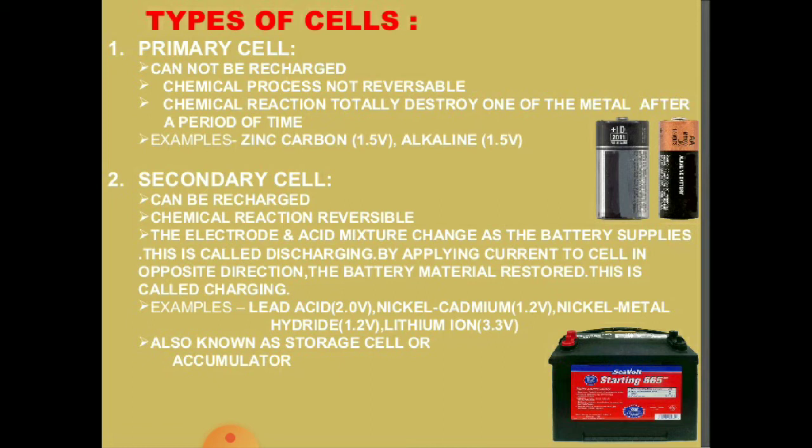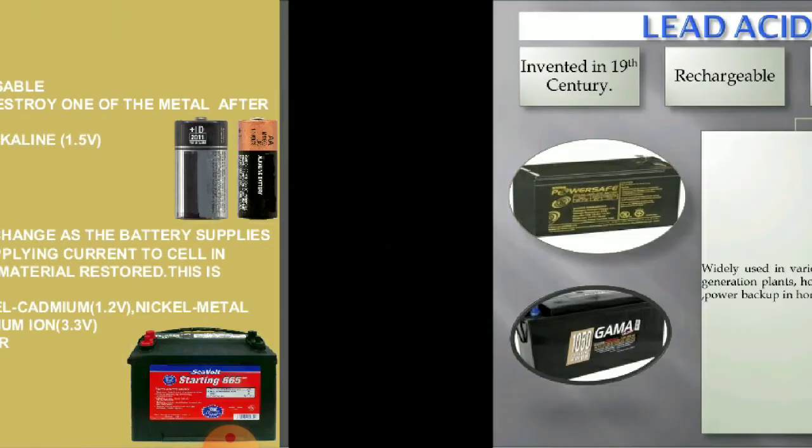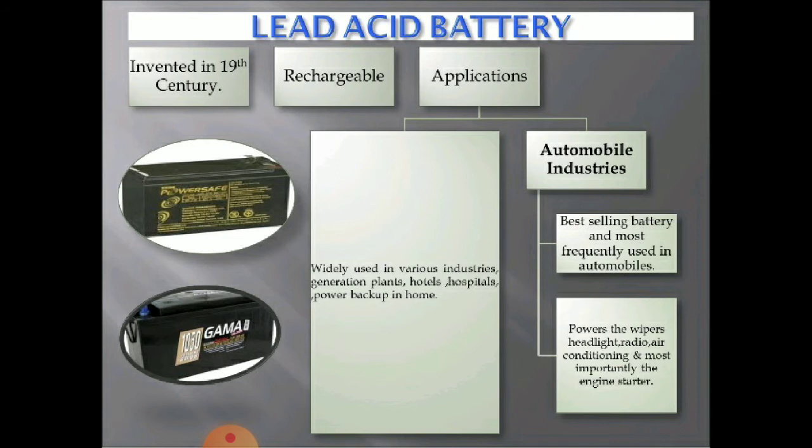Some examples of secondary cells are the lead acid battery, nickel cadmium battery, and metal hydride batteries like the lithium ion battery. Lithium ion batteries are used in mobile phones, and lead acid batteries are used in most automobile applications. These are also known as storage cells or accumulators. So we'll now study the most commonly used type of battery in recent days, that is, the lead acid battery.